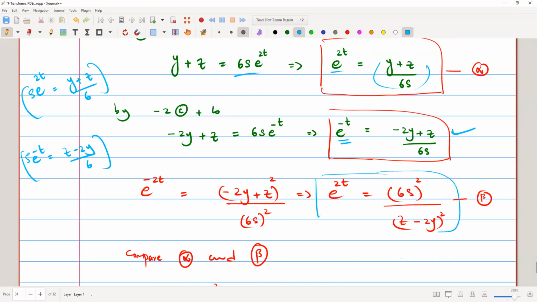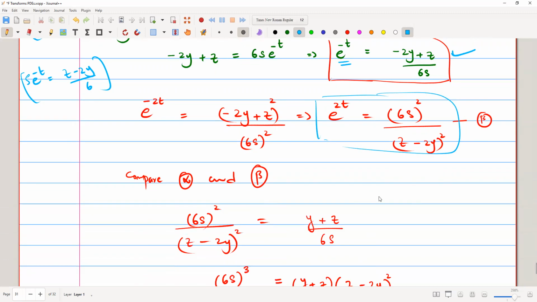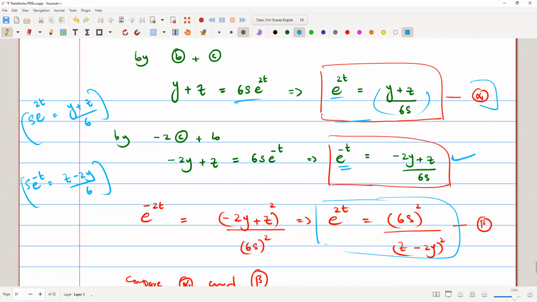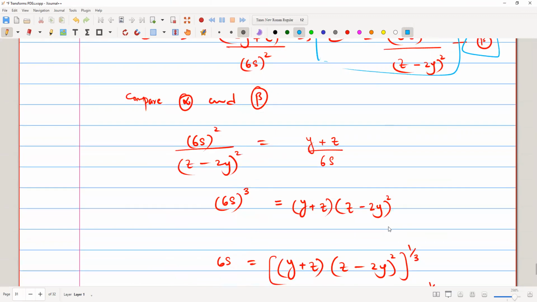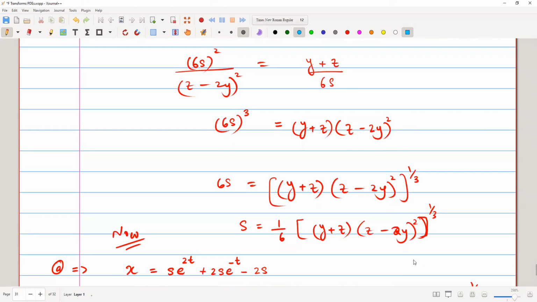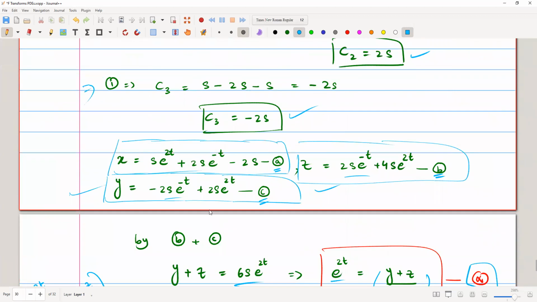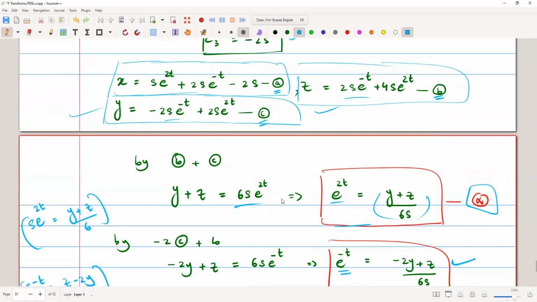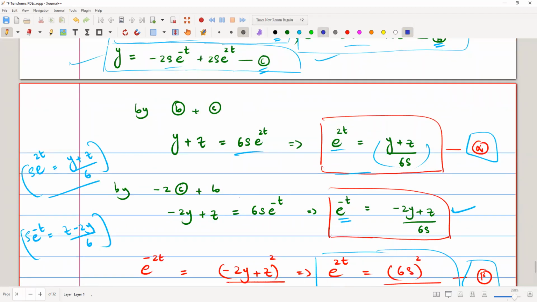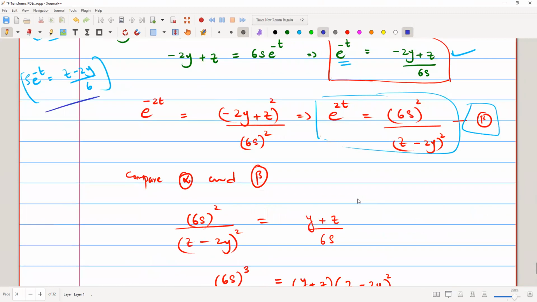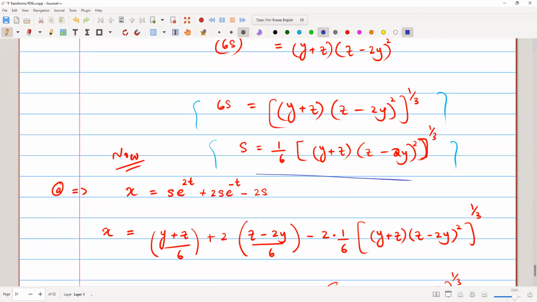Now we can compare this result with the earlier result, because both are in the form of e to the power 2t. We call this one alpha and this one beta, and we compare these two components. We get that 6s equals this thing by simplification, and then s equals this thing. Now we can use these results in any of the equations. I will take the equation x equals s e to the power 2t plus 2s e to the power negative t minus 2s, and plug in the values for s e to the power 2t, s e to the power negative t, and s.